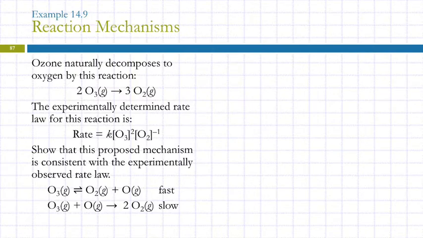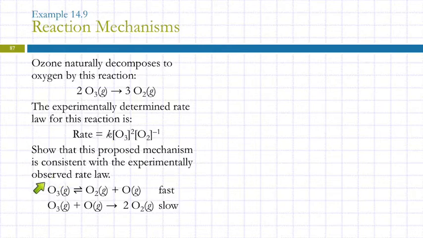Okay, so here's an example. It doesn't look like this one has numbers, though. Sorry, Clarence. Okay, so ozone naturally decomposes to oxygen by this reaction. The experimentally determined rate law for the reaction is given here. This one's a little weird. Here, the exponent on that one is -1. We haven't seen anything like that before. Show that this proposed mechanism is consistent with the experimentally observed rate law.